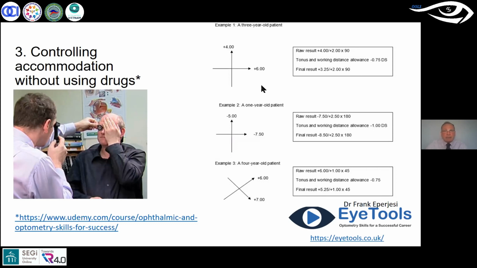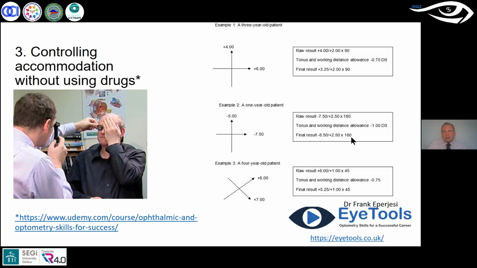So there's the first example. And then the next example, this is a one-year-old. Again, some of you won't be able to examine children of this age, but some of you can. And in this example, it took me a minus five handheld lens. I would have probably started off with a -3 and then built up to get that neutralization of the ret reflex in that up and down direction. And then it took me -7.5 to neutralize the reflex in this other direction. So there's the raw result.